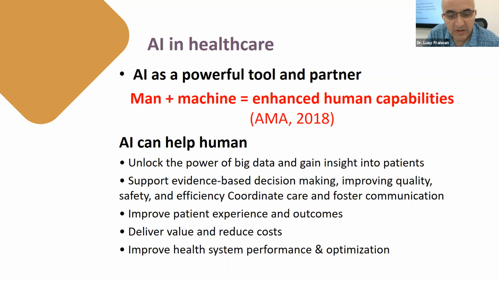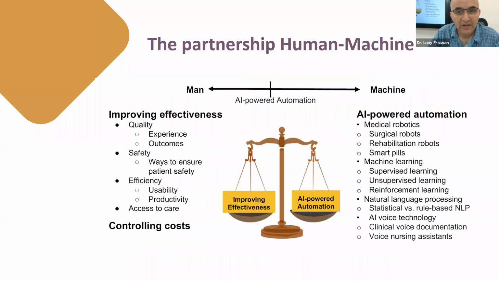Also, we have to support evidence-based decision-making and improve the quality, safety and efficiency of coordinated healthcare and foster communications. We want to improve the patient experience and outcomes, deliver value and reduce cost, improve health system performance and optimization. I'll illustrate how we do it by examples.